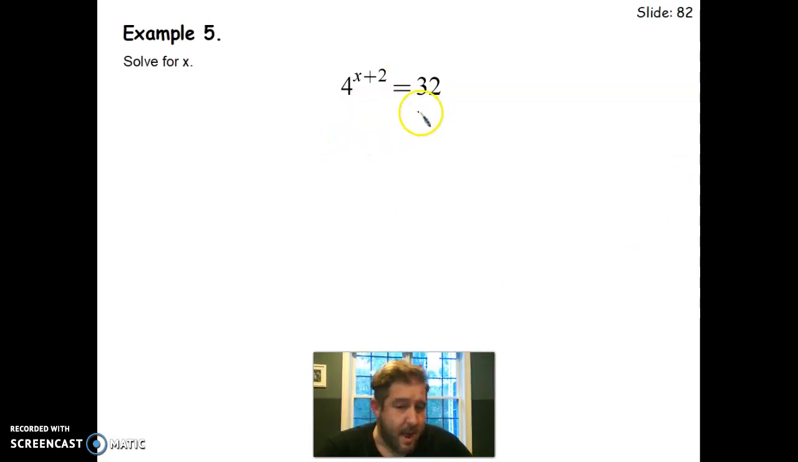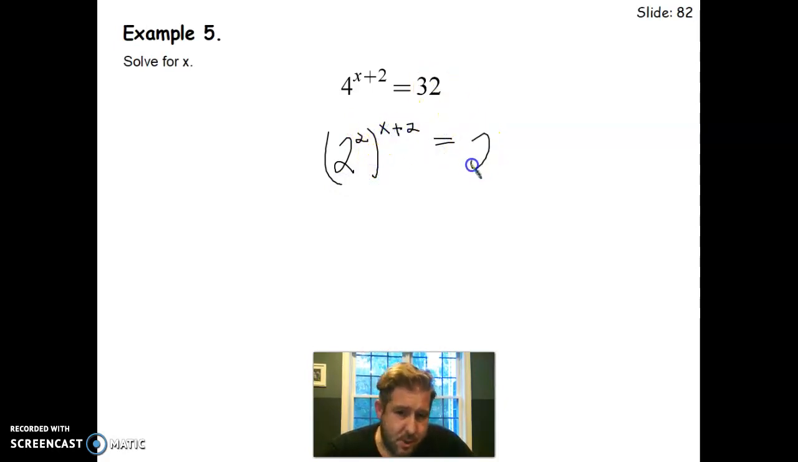All right, now this question's a little bit different because I can't change 32 to base 4. But what I can do is change both of these to base 2. 4 is really 2 squared. Now that 2 squared is raised to the x plus 2 power. And 32 is 2, 4, 8, 16, 32. So that's 2 to the 5th power.